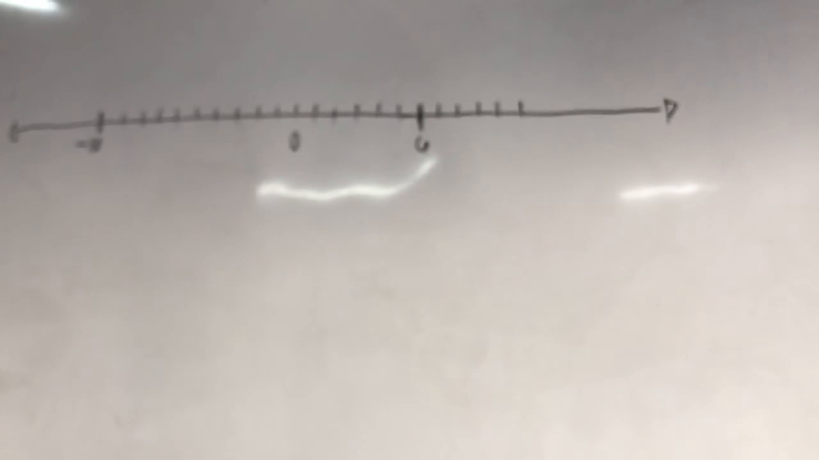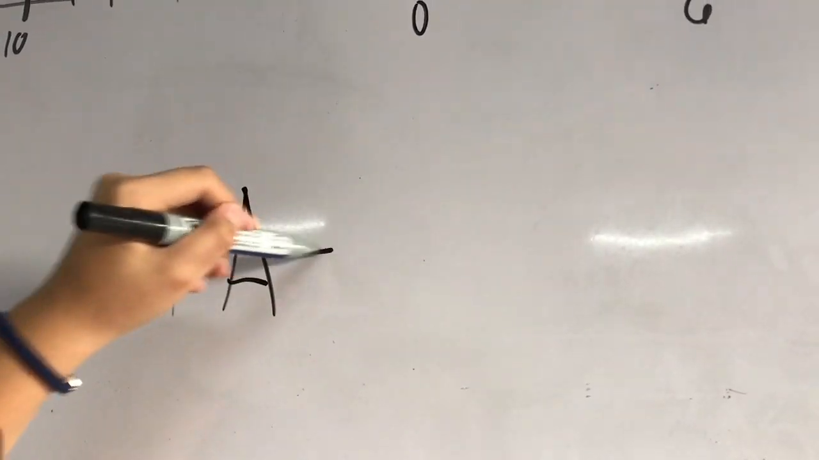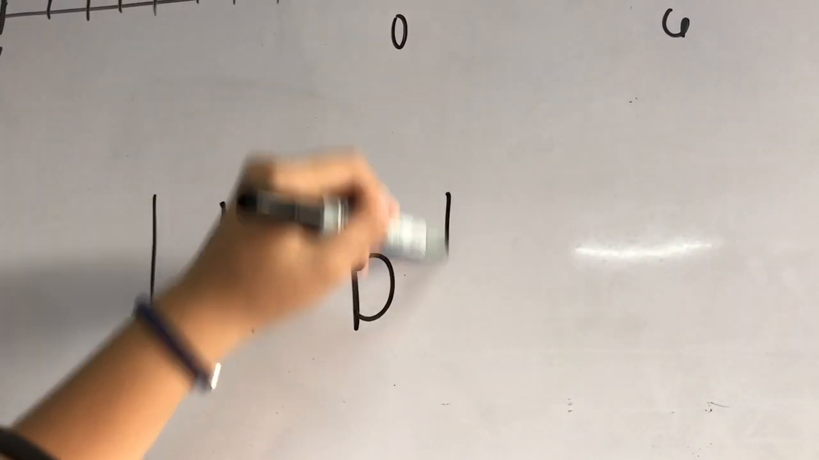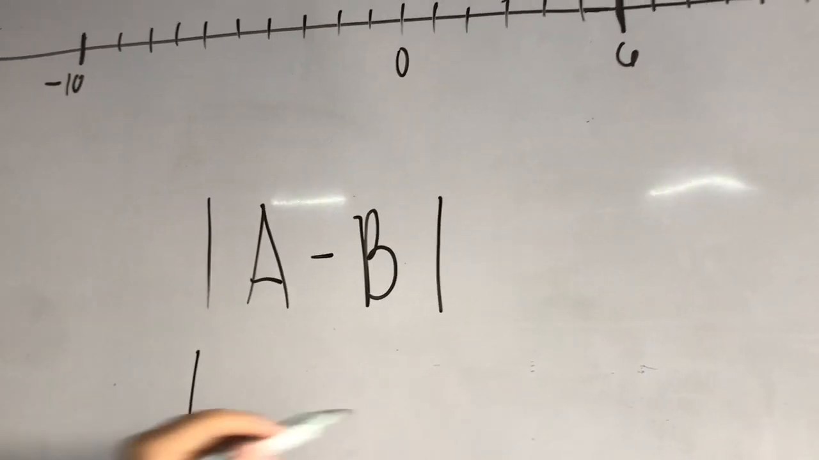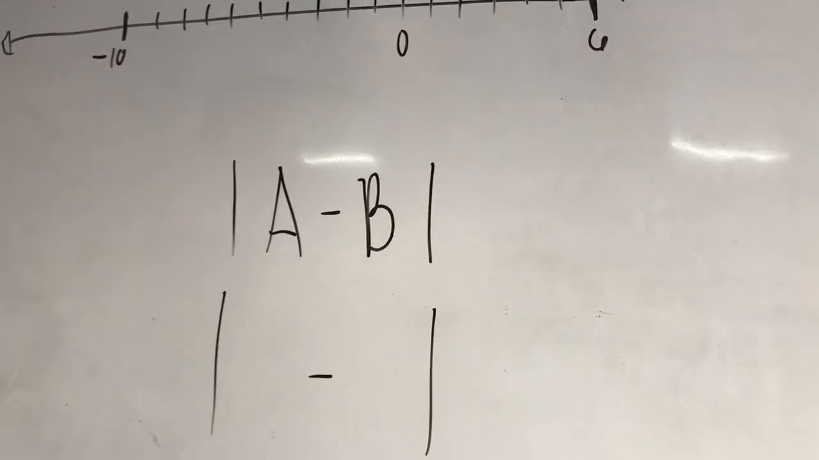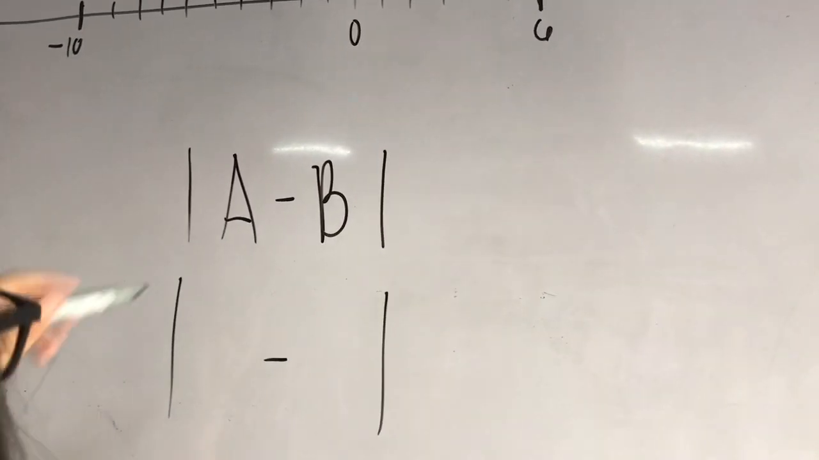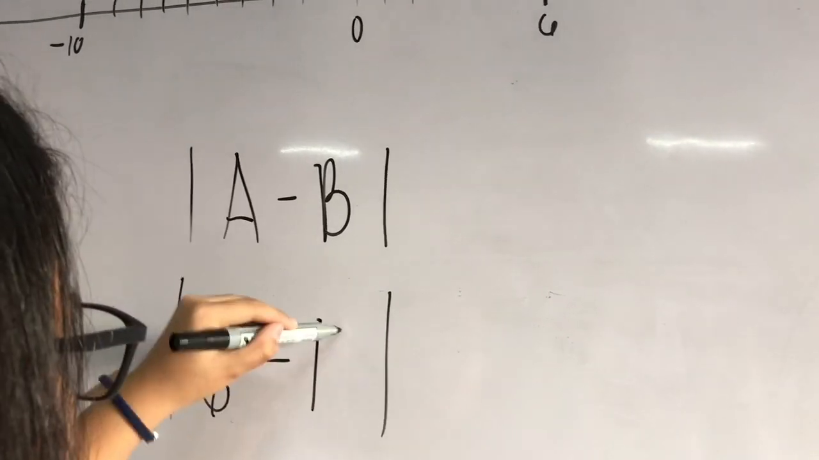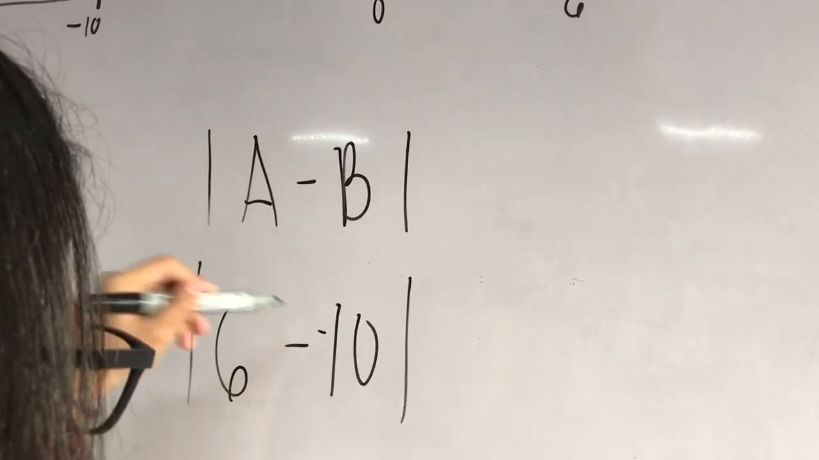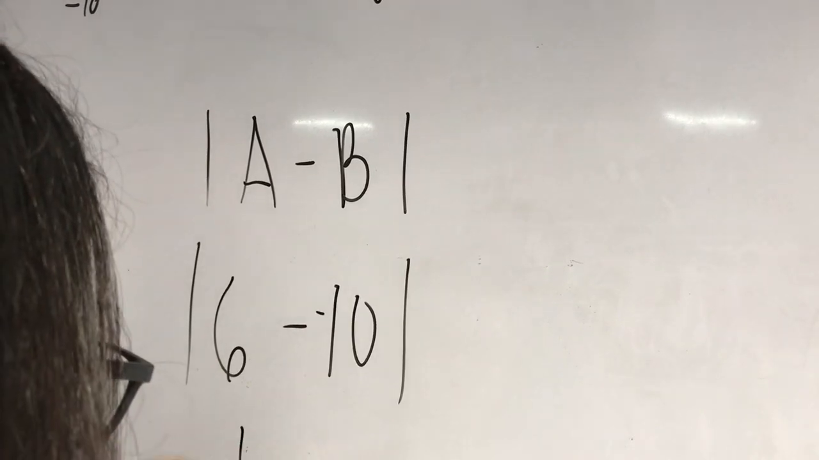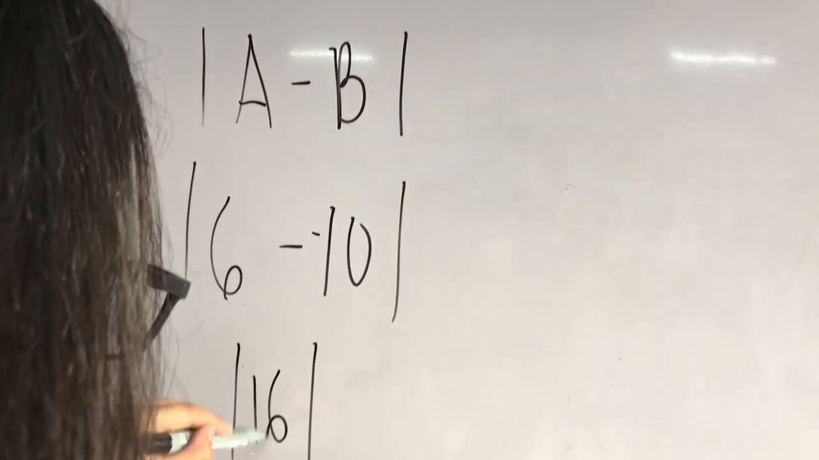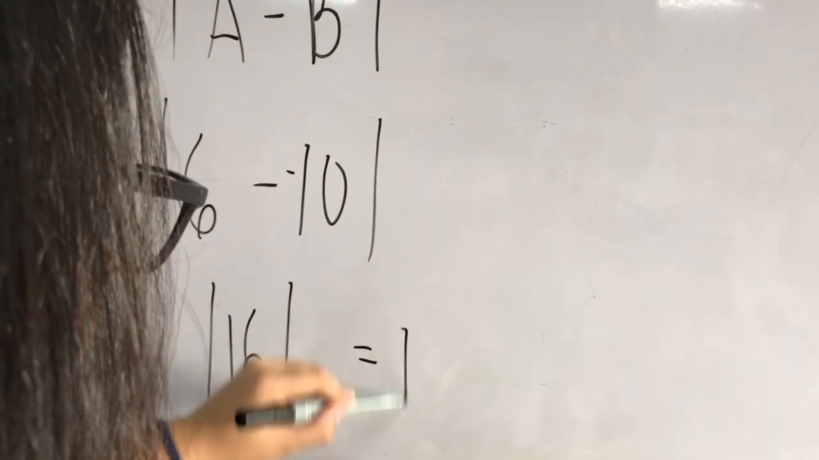First, write the formula, the absolute value of A minus B. Substitute the value A with 6 and variable B with -10. When you subtract, you always do KFC for the signs. In here, you keep the positive sign of 6, flip the minus sign into addition sign, and lastly, change the sign of your -10 into positive. Your difference is now 16 or positive 16.